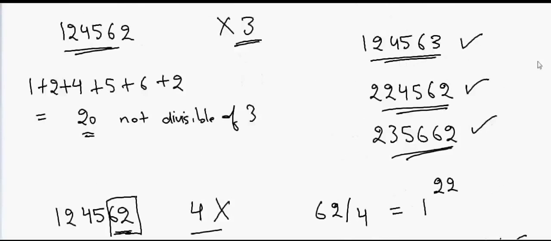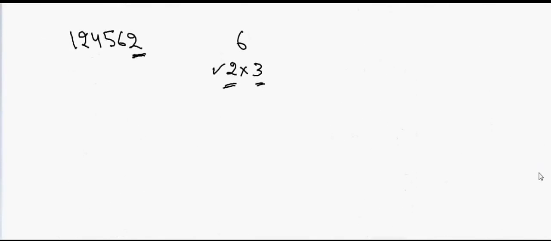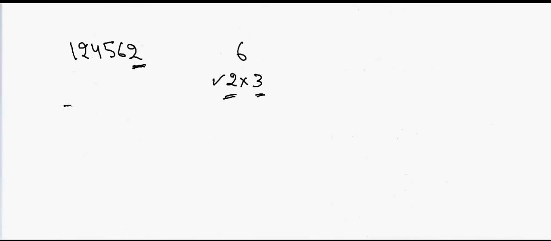But we did the test before and found out that the sum, if I go back here, was 20. If I add all these numbers together, 1 plus 2 plus 4 plus 5 plus 6 plus 2 was 20, and 20 is not a divisible of 3. So this is not divisible by 3, so that's why this number should not be evenly divided by 6.